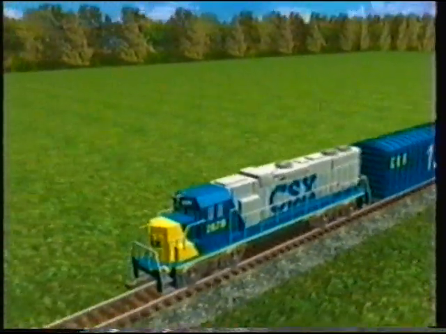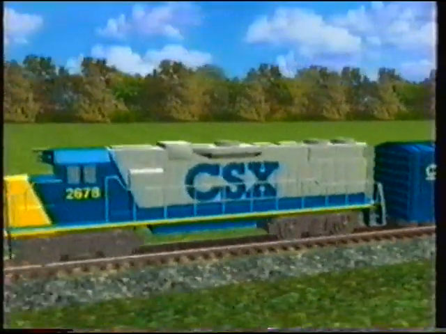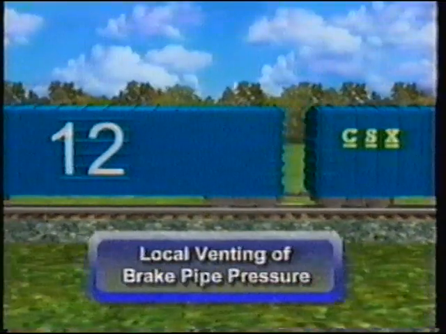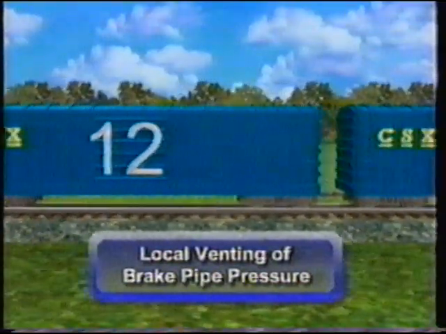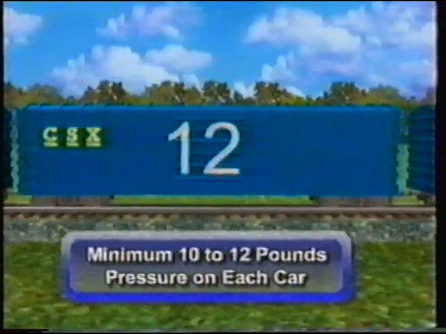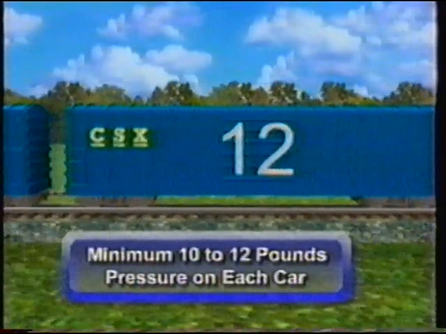The initial reduction of 6 to 8 pounds results in preliminary quick service being transmitted throughout the train. The preliminary quick service feature does 2 things. First, it provides a local venting of brake pipe pressure at each car, which accelerates serial action through the train. Second, it ensures a minimum of 10 to 12 pounds of brake cylinder pressure on each car.